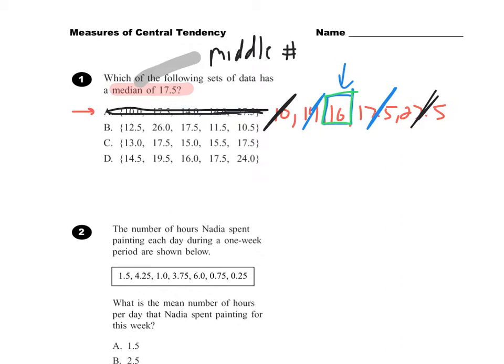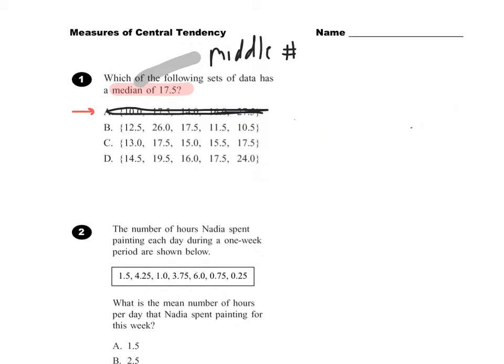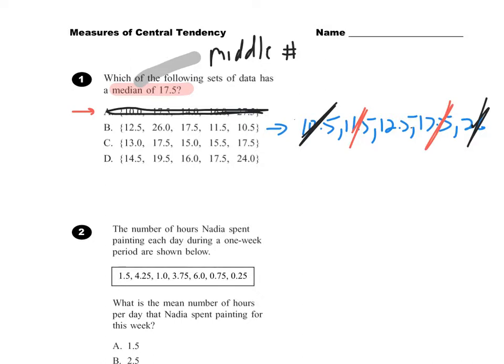Look at letter B. If I put this data set in order, 10.5, 11.5, 12.5, 17.5, and 26. Cross off the lowest and the highest, cross off the next lowest and the next highest, which means here the median turns out to be 12.5. So that's not 17.5, so we'll cross off this data set.